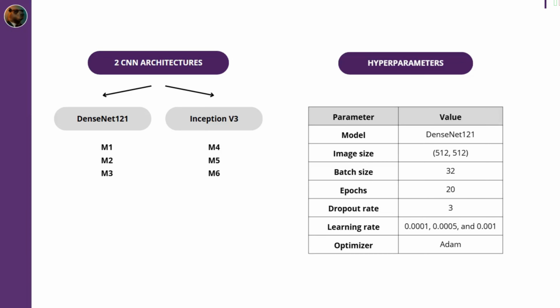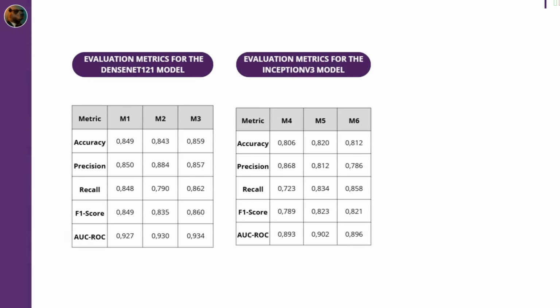For both the DenseNet and Inception v3 models, the 5 standard metrics were used for evaluation: accuracy, precision, recall, F1 score, and AUROC, the results of which are shown in the tables. Overall, the DenseNet 121 based models perform better in almost all the metrics analyzed.